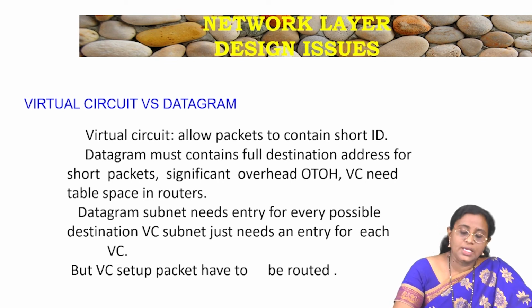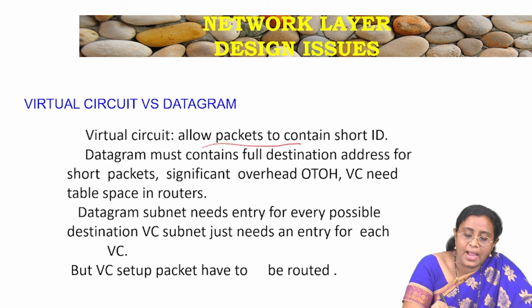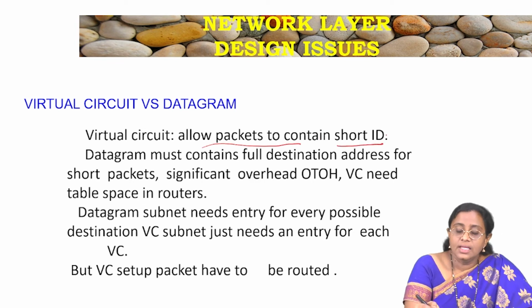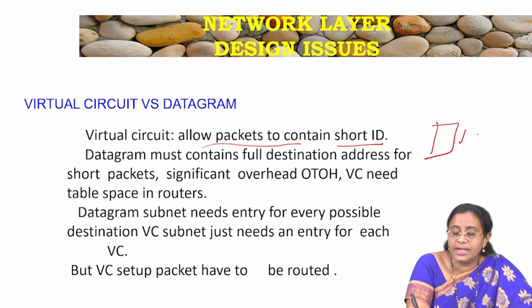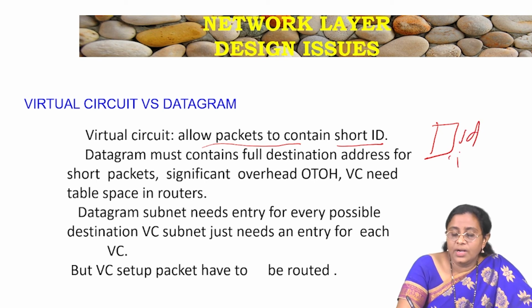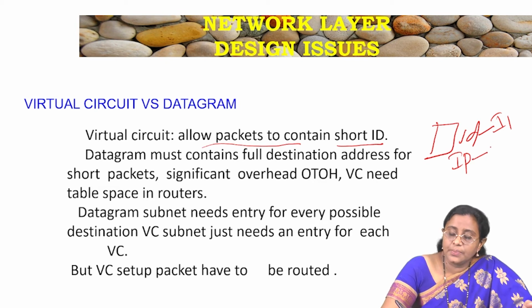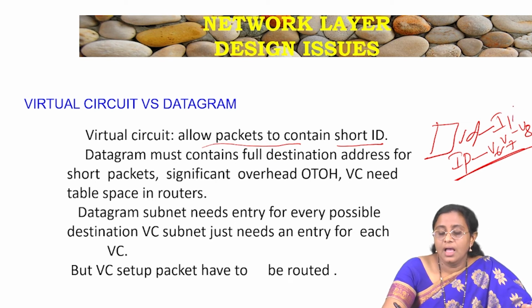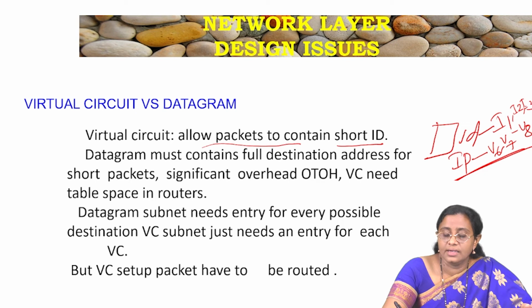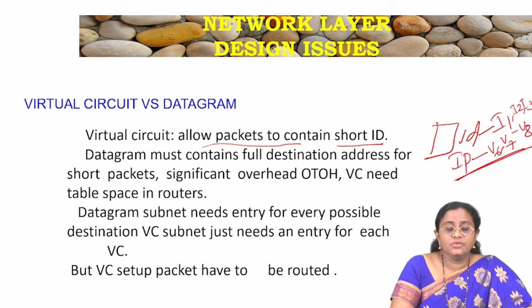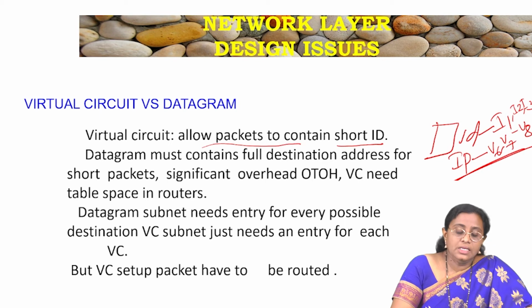A virtual circuit allows the packets to contain a shorter ID. Each packet should have one ID and one IP address. The ID means some number like I1, I2, I3, and the IP address means, suppose, V6, V7 and V8. This is the IP address, and the ID is the numbering. So a virtual circuit allows the packets to contain the shorter ID.